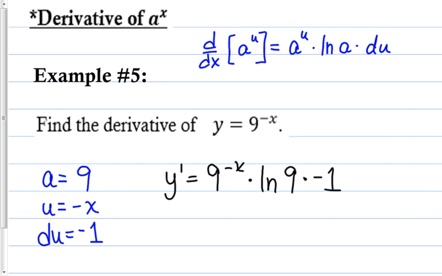And the only thing you can really clean up here is the negative. We can just call this negative 9 to the negative x power times the natural log of 9. That's pretty much it. That's all I'm really going to ask you to do.